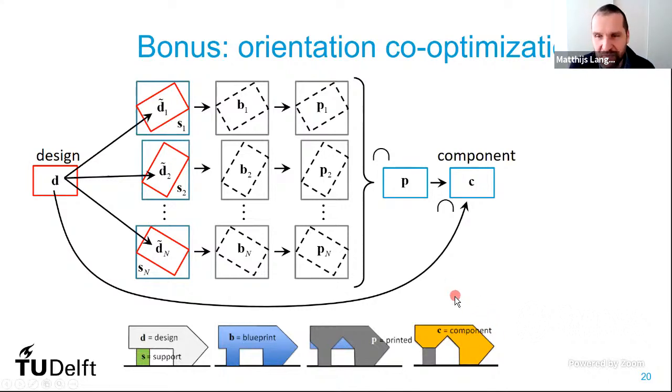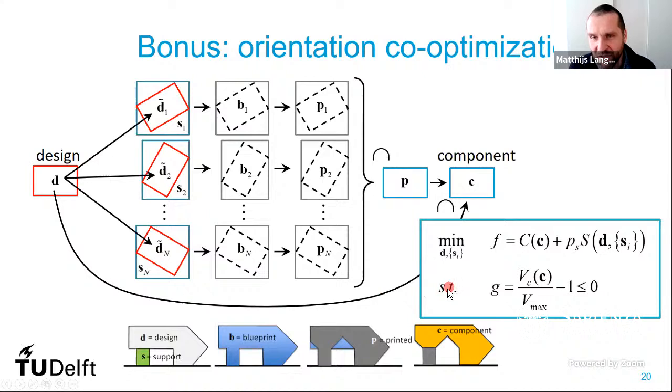I know this is going maybe a bit too quick to fully appreciate the detail of it, but I just want to give an indication of how this could be done. So by simultaneously considering all orientations, a certain set of discrete orientations, we then form an objective that consists of the compliance, so the mechanical performance of this component, plus some term related to the support cost of the orientation with the lowest support. So this is again a kind of continuous min function where we put an emphasis on the lowest contribution, and the standard volume constraint.